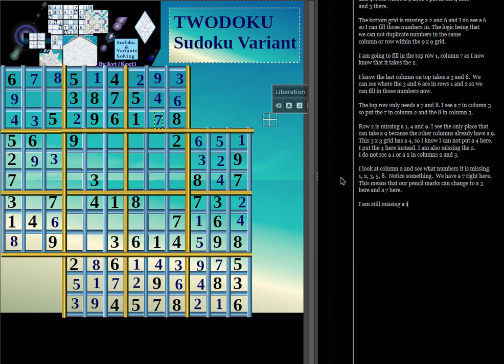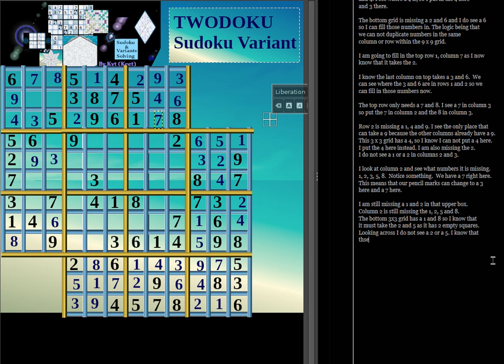I am still missing a 1 and 2 in that upper box. Column 2 is still missing the 1, 2, 5, and 8. The bottom 3 by 3 grid has a 1 and 8. So I know that it must take the 2 and 5, as it has 2 empty squares. Looking across, I do not see a 2 or a 5.